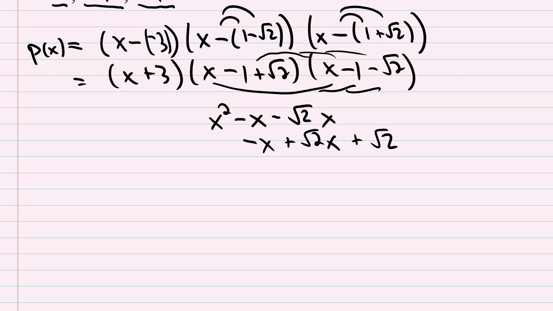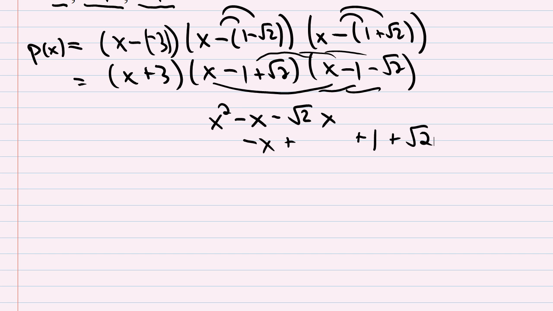I screwed up. I'm sorry. Let's try that again. That was a negative 1 times an x, a negative 1 times a negative 1, and a negative 1 times a negative root 2. I just left this space here because I want to add things that look alike. There's nothing that has a constant by itself. There's nothing that has a root by itself. And so we'll just write it like that.